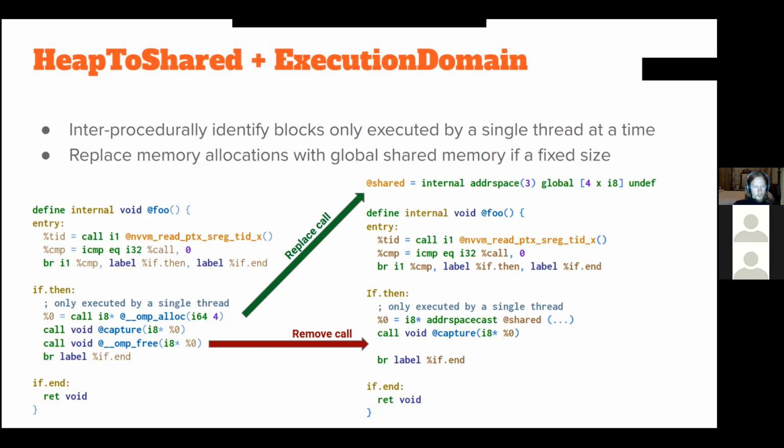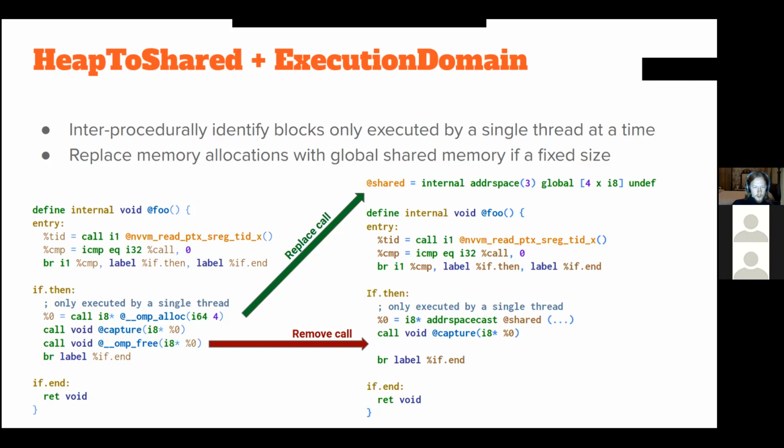So in this example, we have a call to the NVIDIA intrinsic for getting the thread ID, and then we compare that to 0, which is just going to be our main thread ID, and then if that thread ID is 0, we will do this region, else we will return.